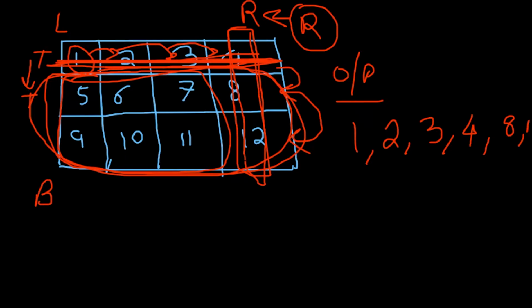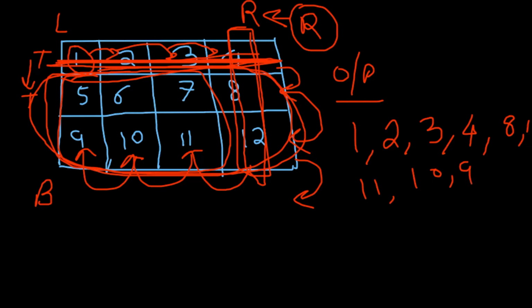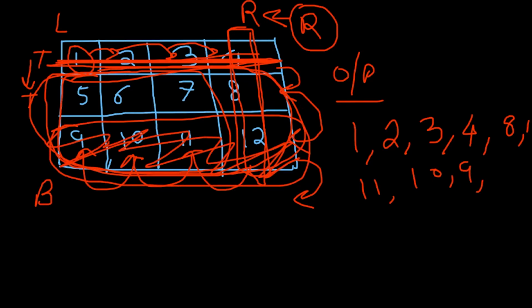Now we will go left because there are no more elements down from 12. So we will go 12 to 11 to 10 to 9, and see now what we have here is 11, 10 and 9. Now we have processed this part of the array. So can we not decrement the bottom pointer by 1? We can.